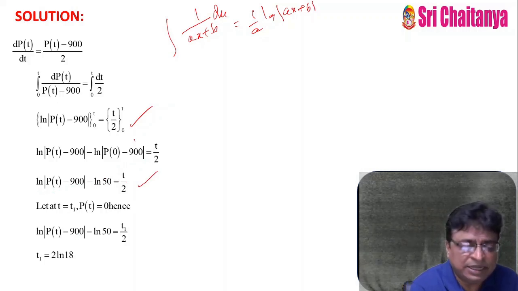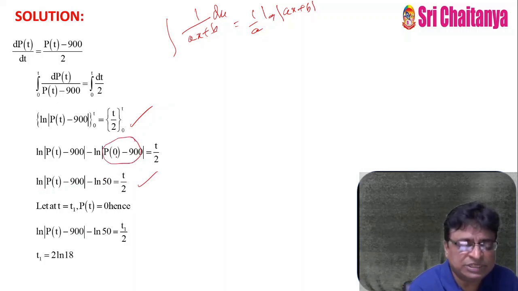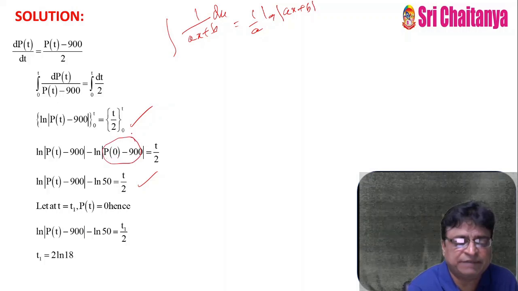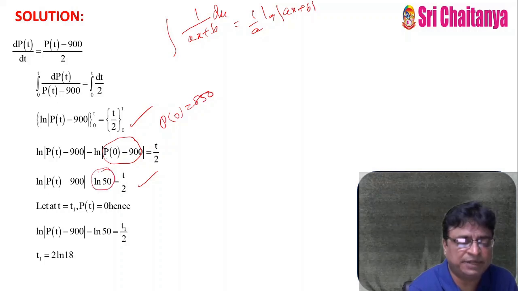But my friend, here P of 0 value is given for you, that is 850. P of 0 is 850 is given for you. So if I have substituted that 850 here, this becomes log 50.